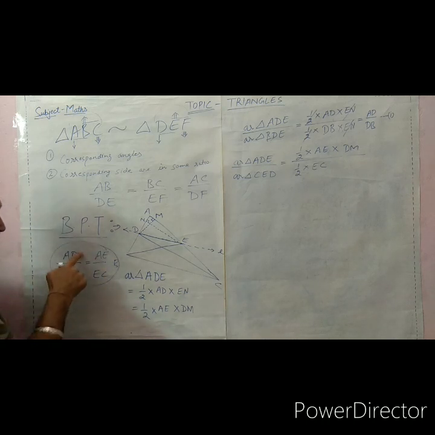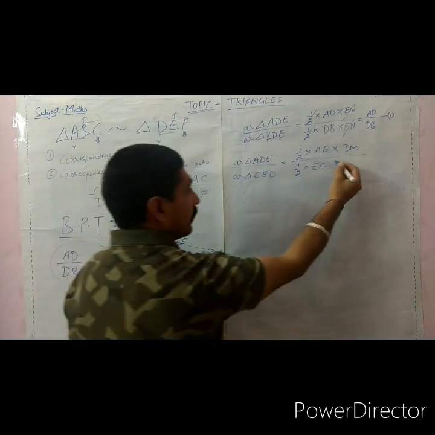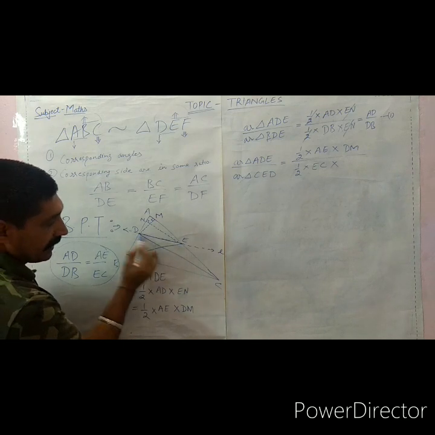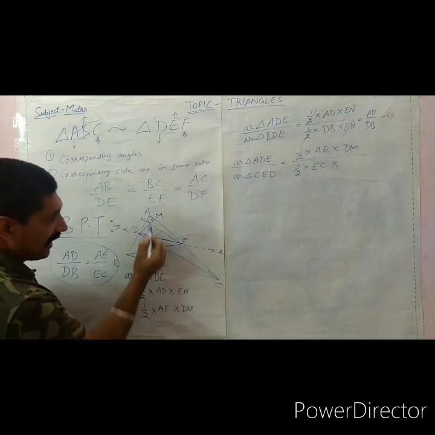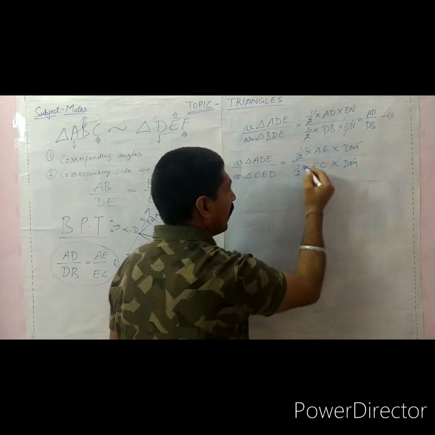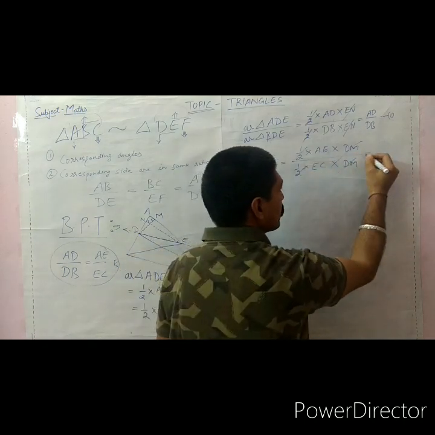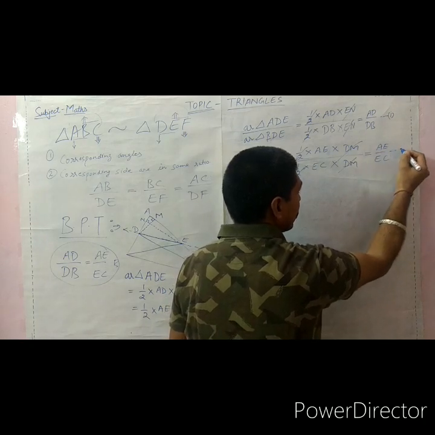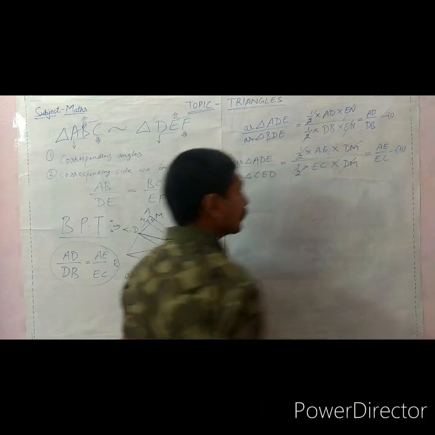We want to prove the ratio of these sides. So here corresponding altitude, in DEC, EC is the base, altitude is DM. So we get half with half. The second equation, AE upon EC. This is equation number 2.